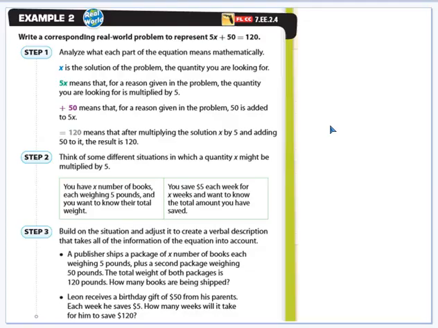I don't see this being on any FSA. I don't see this being on our test. You guys don't need to worry about it. If it's on my HRW, skip it. Okay?